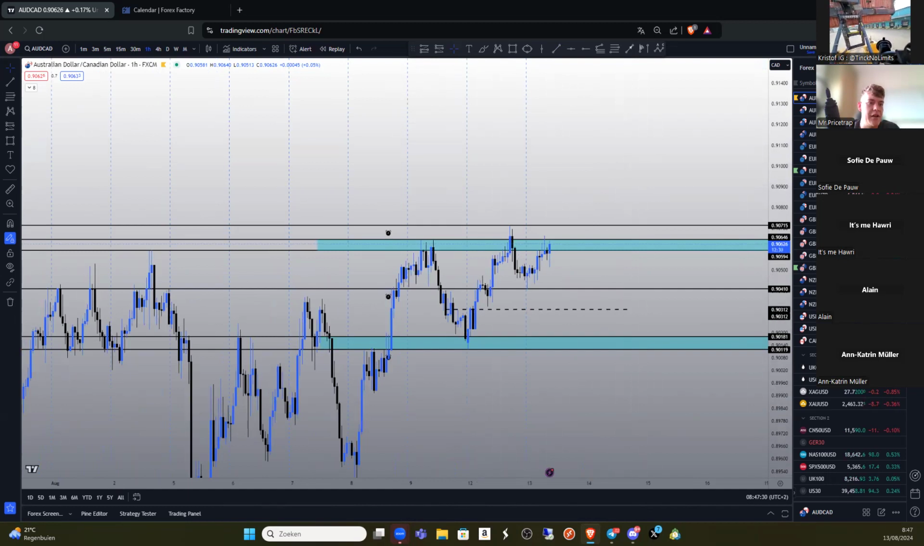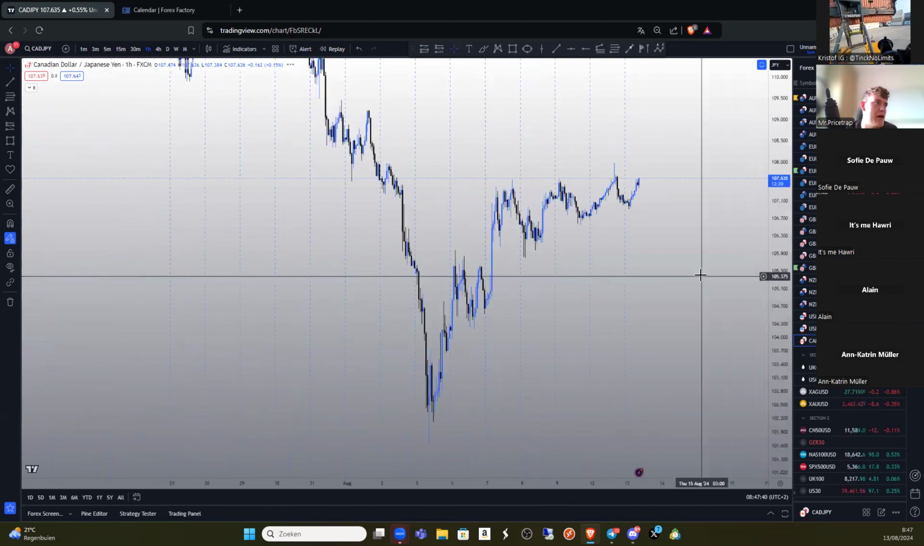What do you say to CAD/JPY? Can you set a sell limit order, or will it make an upward trend to enter in a buy later? Let me check CAD/JPY.